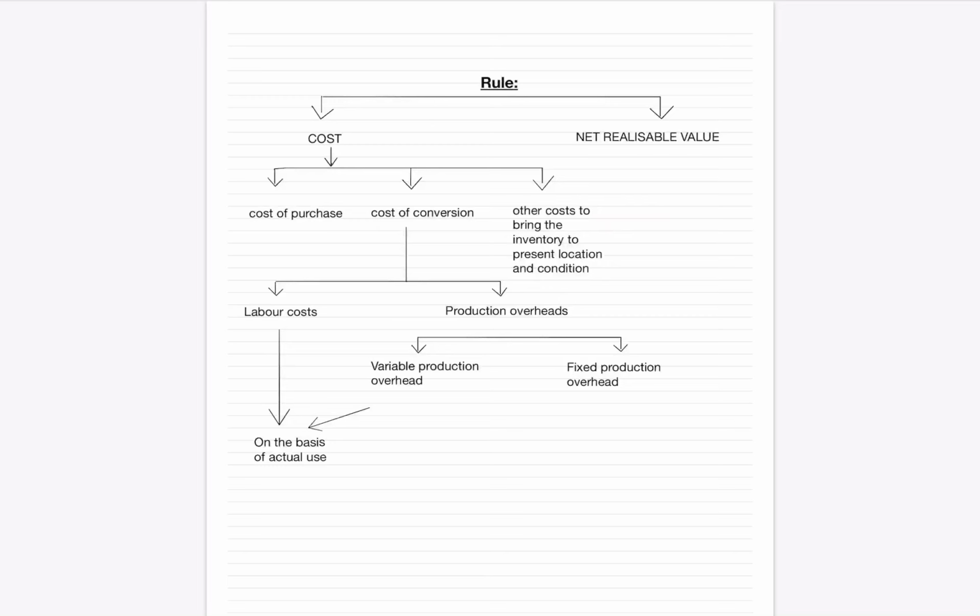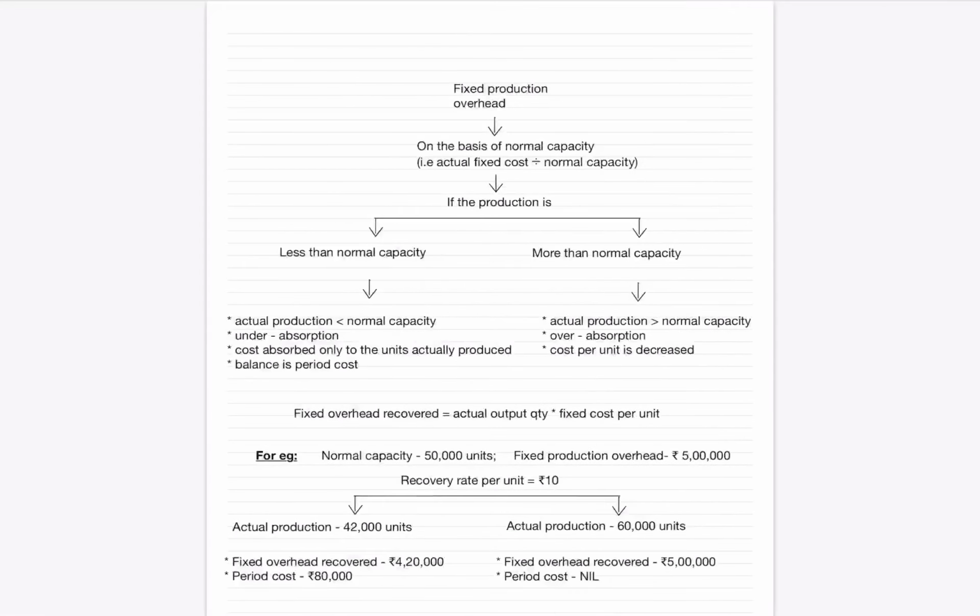The conversion cost includes labor and production overheads. The production overhead will be further classified into variable production overhead and fixed production overhead. The labor overheads and variable production overheads shall be charged based upon the actual usage, that is, how many labor has worked and how many machines have worked, what is the amount paid to them, etc. But it is not the same in case of fixed overheads, because the fixed overheads will be charged on the normal capacity basis, but not based upon the actual basis like the other overheads.